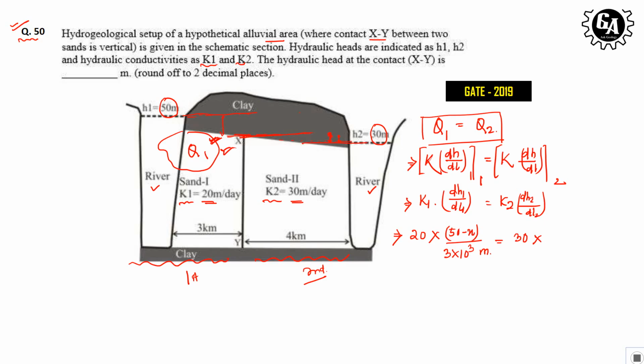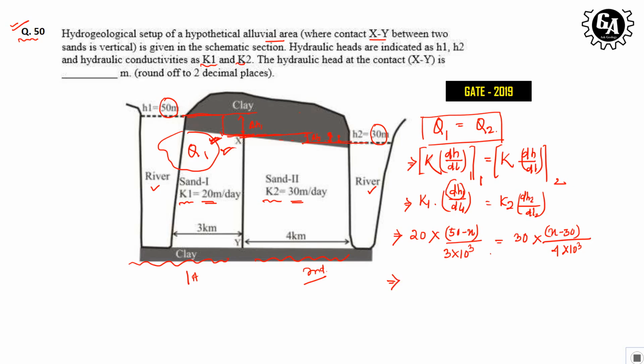Here also this dh is the change in height. This is 50 minus x, that is del h1, and this is the difference del h2, that is x minus 30, divided by the length, that is 4 kilometer into 10 to the power 3. We have converted it into meter. So just simplify this thing.